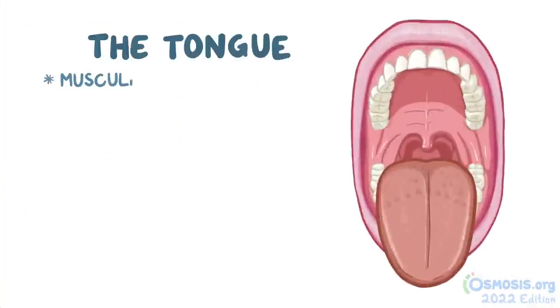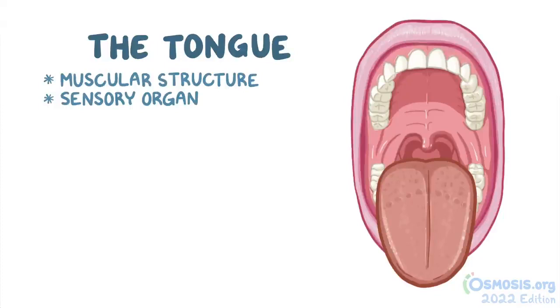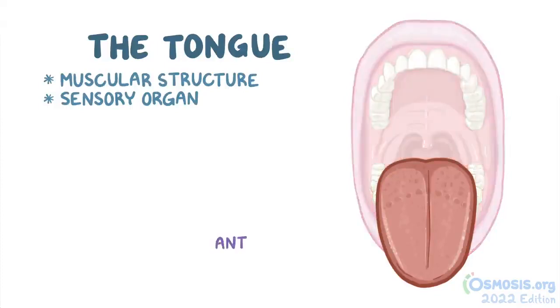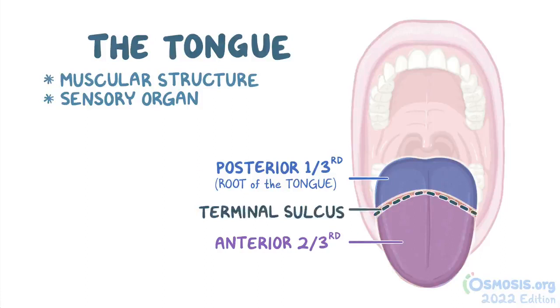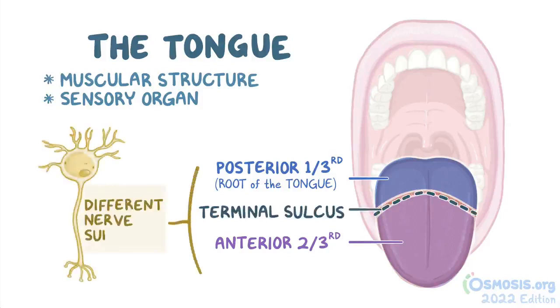The tongue is a muscular structure as well as a sensory organ that starts developing alongside the external face around week 4 of intrauterine life. A fully developed tongue consists of two parts, the anterior 2/3 and posterior 1/3, which is called the root of the tongue. They are separated from each other by a shallow, V-shaped groove known as the terminal sulcus. The two parts develop separately, which results in them having different nerve supplies.